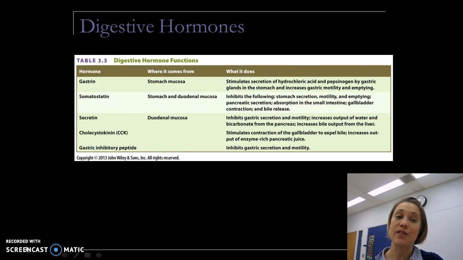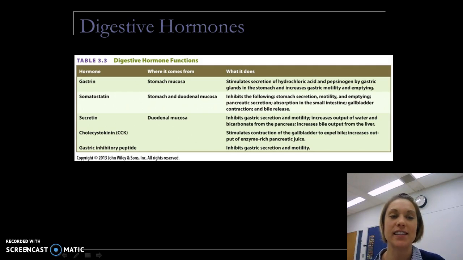We also have a variety of hormones in our digestive system. In our stomach, we have gastrin. It stimulates the secretion of HCl and pepsinogen by gastric glands in the stomach, increasing motility and emptying. This is what causes our stomach to growl.